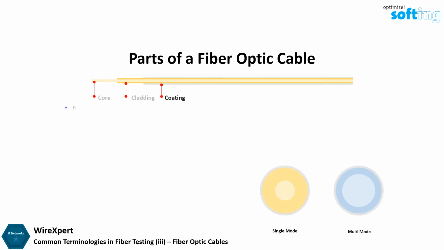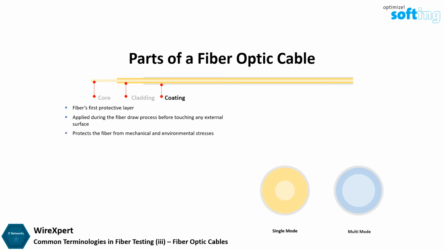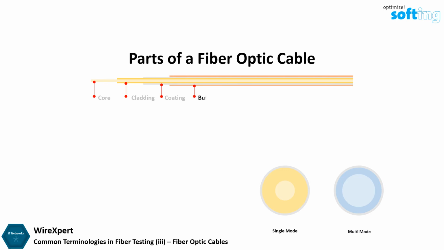The coating is the fiber's first protective layer. It is applied during the fiber draw process before touching any external surface, protecting the fiber from mechanical and environmental stresses in application. The buffer is a layer of material used to protect the fiber from physical damage and loss caused by microbends.